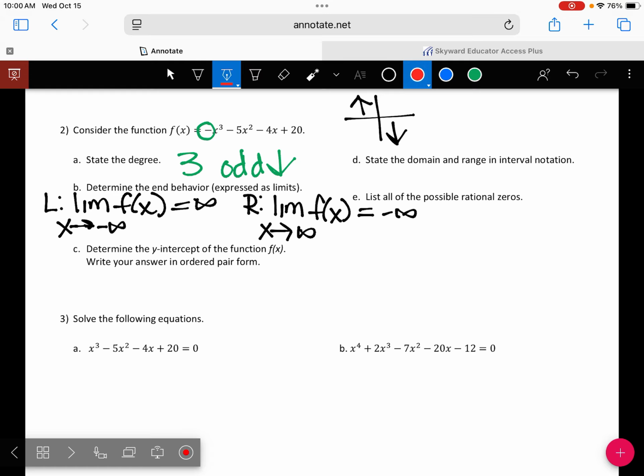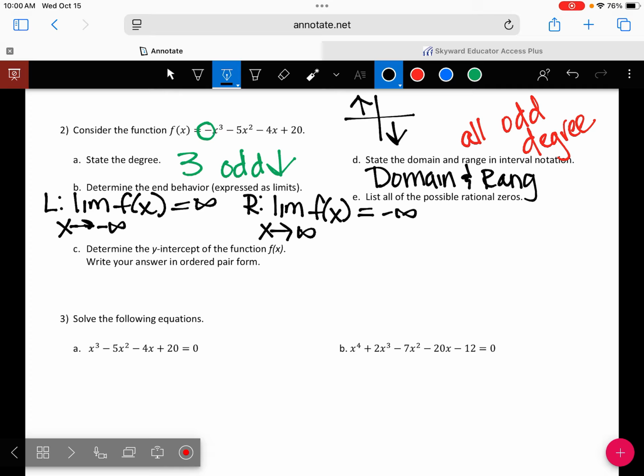Now, all odd degree functions, if it's odd, all odd degrees, we can state the domain and range because I know that the arrows are going in opposite directions, which means that my range will also be all real numbers. So when it's odd, your domain and range will be all real numbers.